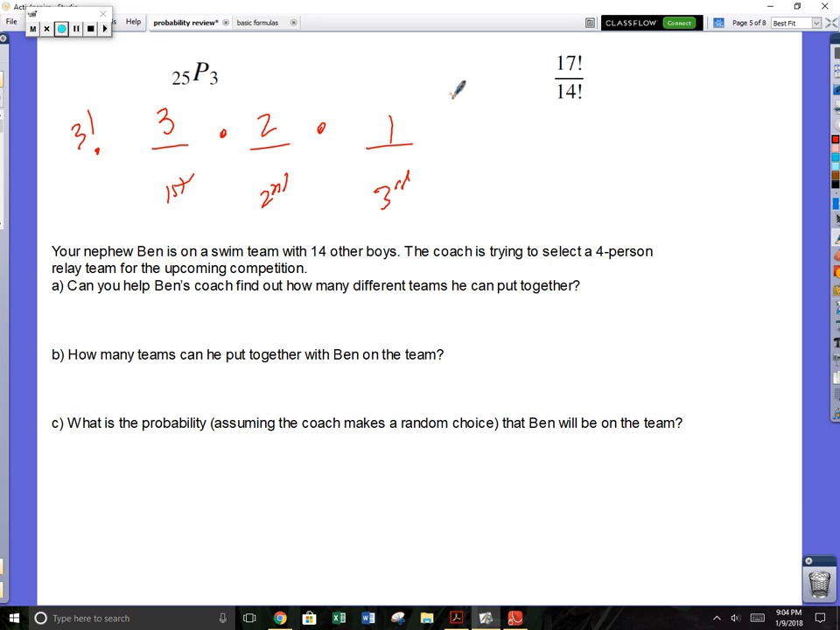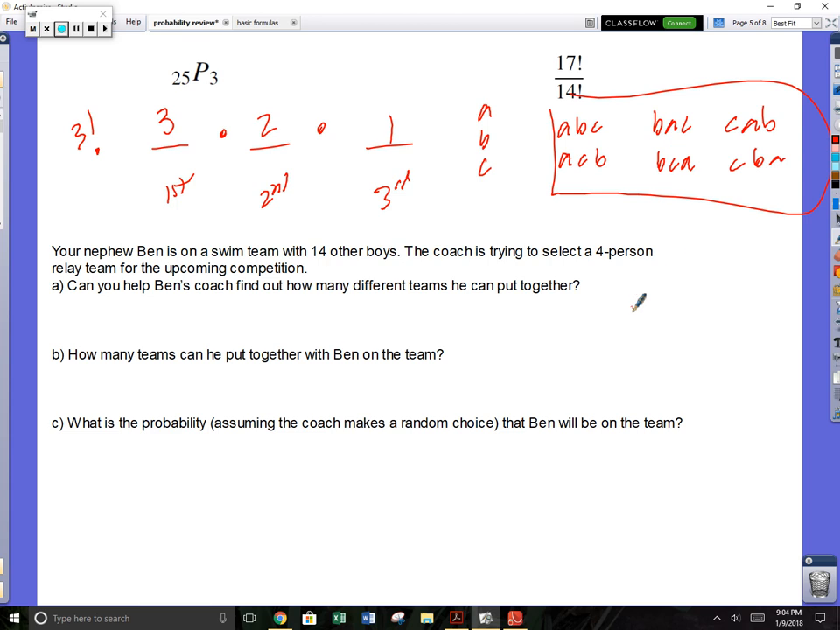So like visually, if you had kid A, kid B, kid C racing, you could go A, B, C, and you could go A, C, B. Then you could go B, A, C, or B, C, A. Then you could go C, A, B, or C, B, A. So there's 6 different ways those kids can finish the race. And that really is the same thing as 3 factorial. And 3 factorial is the exact same thing as 3P3. Permutation. These are the permutations. There are 6 permutations.